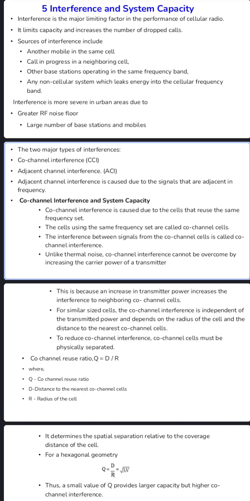What is interference first of all? We all know very well interference is nothing but unwanted signal that affects the reception of the desired signal. It occurs when two or more radio signals use the same or nearby frequencies, which causes poor communication quality.